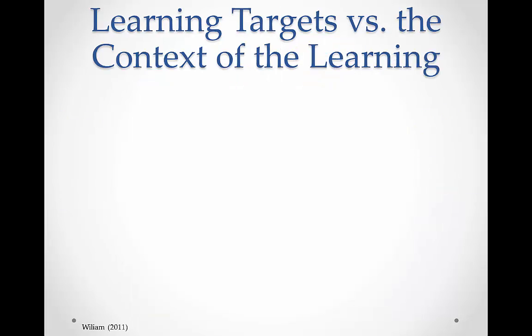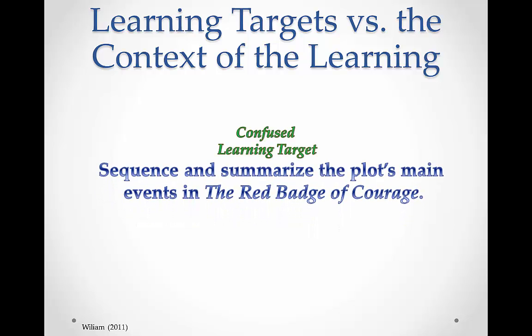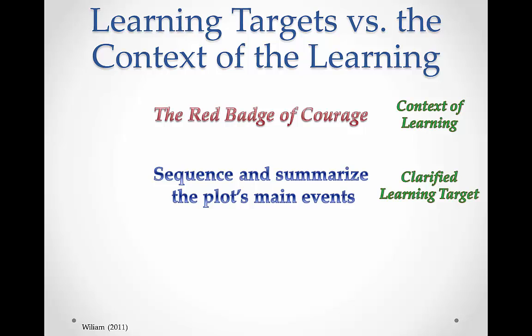Learning targets must also reflect accurately the intended learning. In the example here, the learning target limits the learning intentions to The Red Badge of Courage, when the teacher intended only to use The Red Badge of Courage as the context of the true learning target. Sequence and summarize the plot's main events.